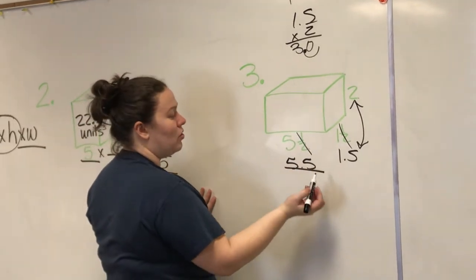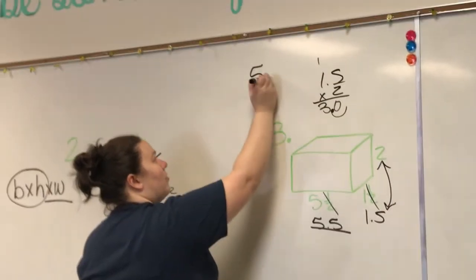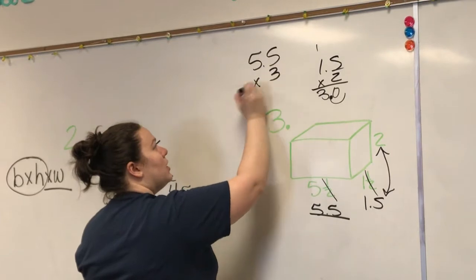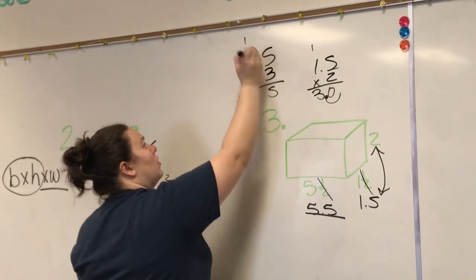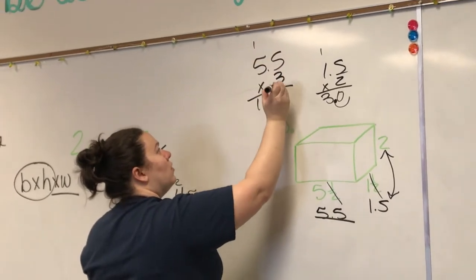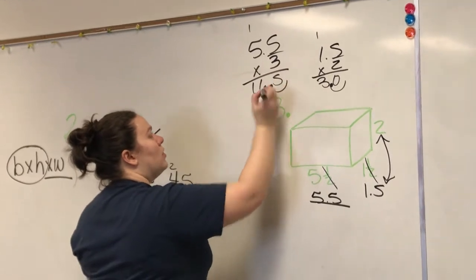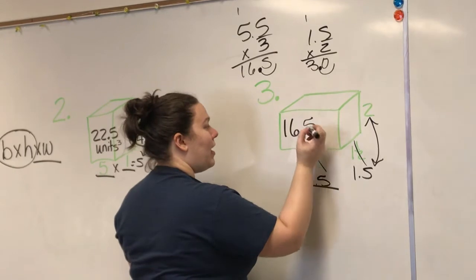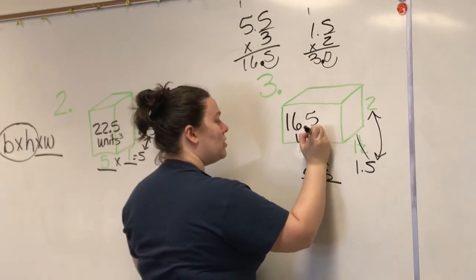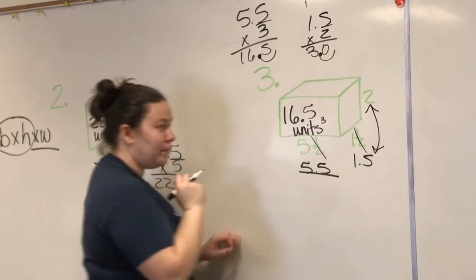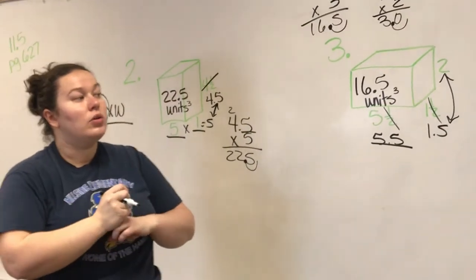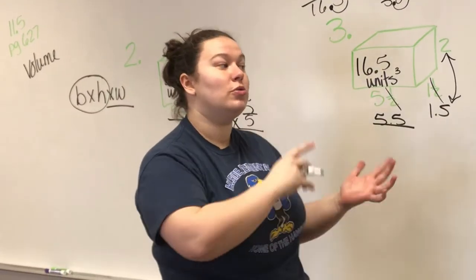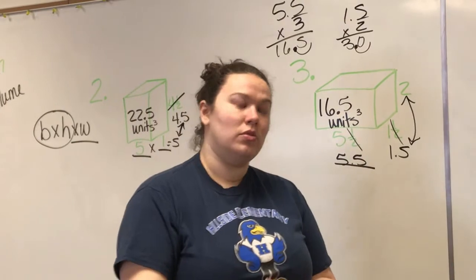Then I have to do this one. So 5.5 times 3 with one decimal place. So my volume is 16.5 with the label of units cubed. Okay, we're only going to do one more problem in your book. Try and get it before I give it to you.